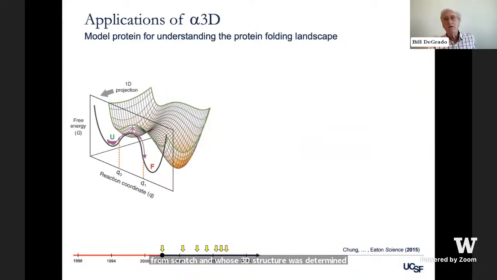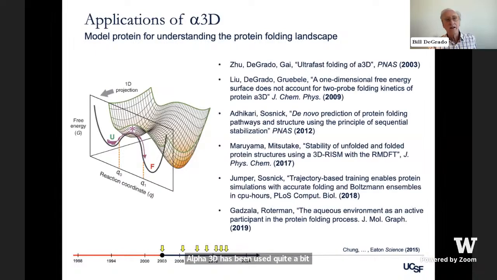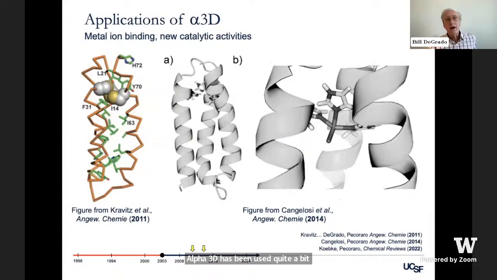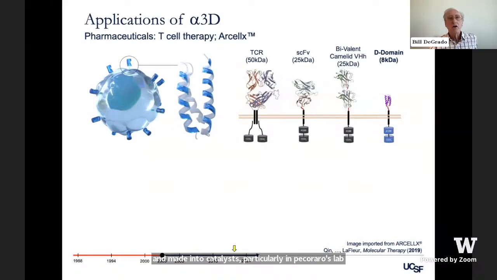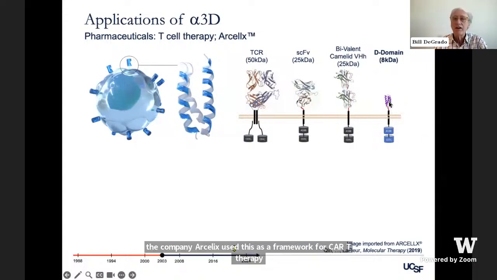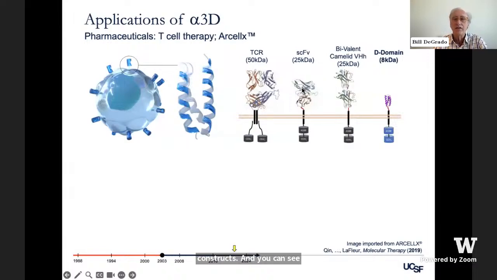Alpha 3D has been used quite a bit directly to study protein folding. It also has been outfitted with metal binding sites and made into catalysts, particularly in Pecoraro's lab. And the company Arcellx used this as a framework for CAR T therapy constructs. And you can see here the small size compared to other things that are being used, and its durable stability really facilitated the properties.